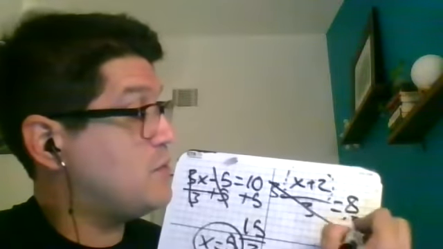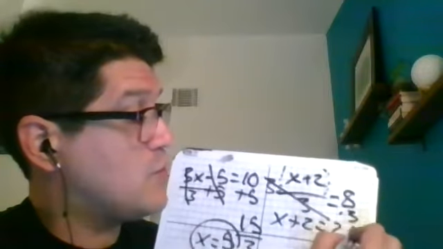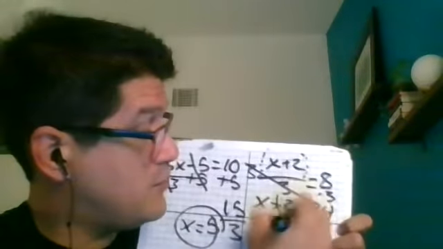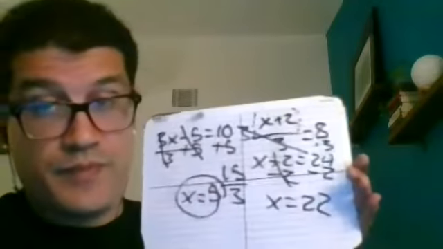But I have to do the multiplying 3 on this side. I'm left with x plus 2 equals 24. Then I got to get rid of the plus 2. Minus 2, minus 2, x equals 22.